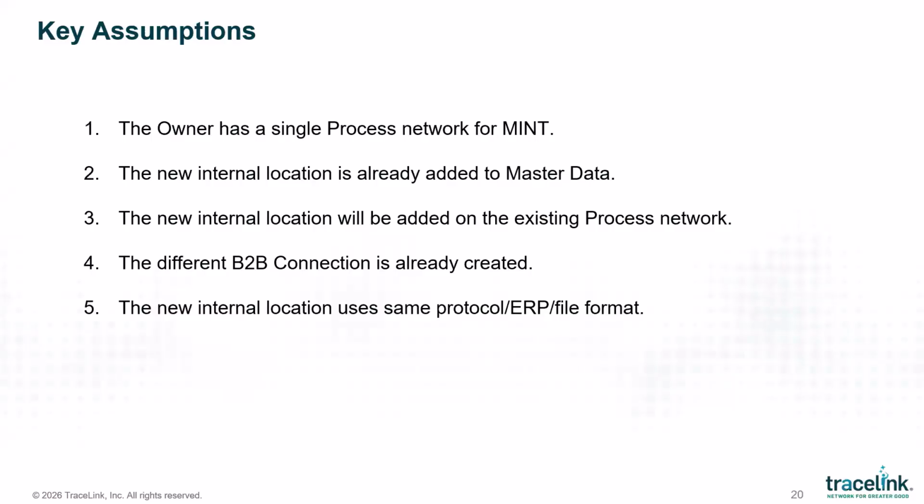Let's walk through this scenario. We're adding a new internal location, and we'll use a different B2B connection. Here are the key assumptions. First, the owner already has a single process network for Mint. Second, the new internal location is already created in master data. Third, we're adding this location to the existing process network, not creating a new one. Fourth, the different B2B connection is already set up. And finally, the protocol, ERP, and file format remain the same.